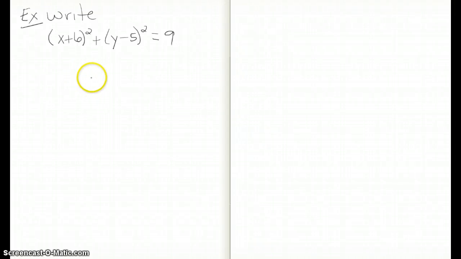Hi Math 111. In this video I'd like to finish up a tiny bit of section 1.5 by showing you how to convert between standard form and general form for the equation of a circle. So let's consider an example. I have this equation here for a circle in standard form, and what I'd like to do is write this equation in general form.